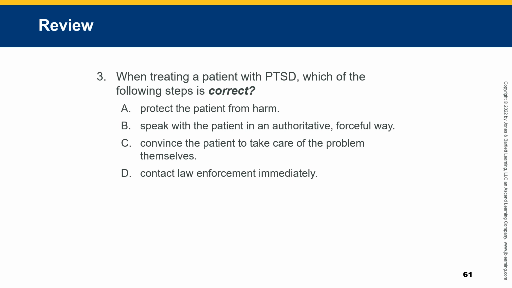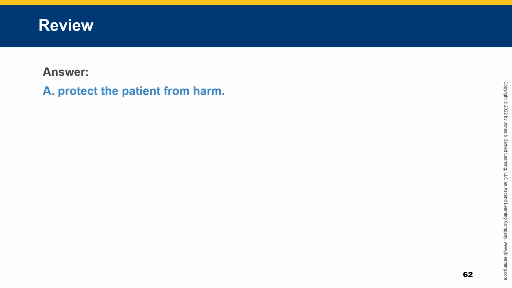And this is review question number 3. When treating a patient with PTSD, which of the following steps is correct? A, protect the patient from harm. B, speak with the patient in an authoritative, forceful way. C, convince the patient to take care of the problem themselves. Or D, contact law enforcement immediately. This one should be pretty obvious. And of course, the correct answer is to protect the patient from harm.